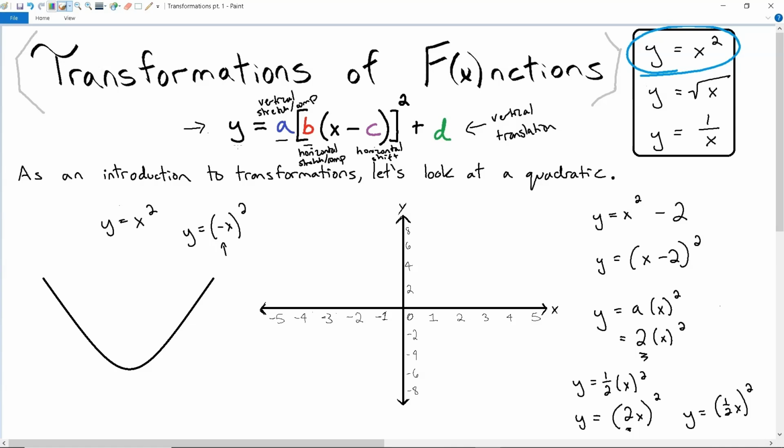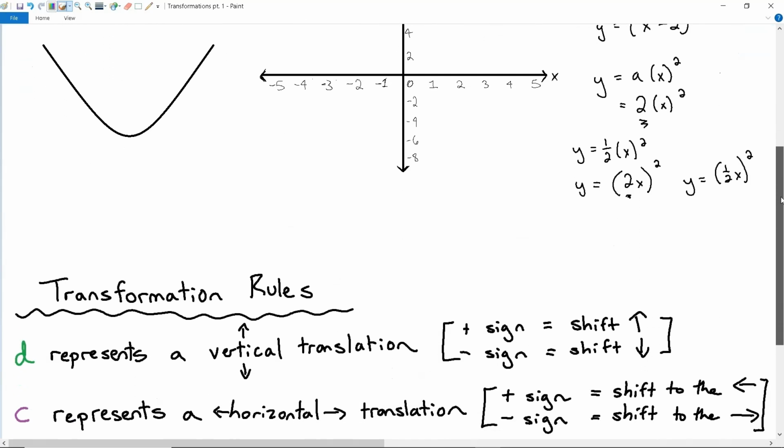What you might notice is that the values inside the brackets deal with horizontal changes. So that would be B and C. And values outside the brackets are going to be vertical changes, A and D. You may also notice that values inside the brackets follow different rules than values outside the brackets. So let's look at our rules one more time.